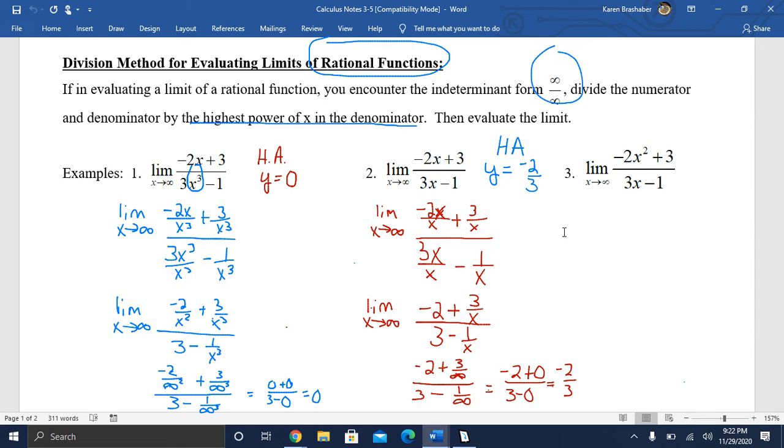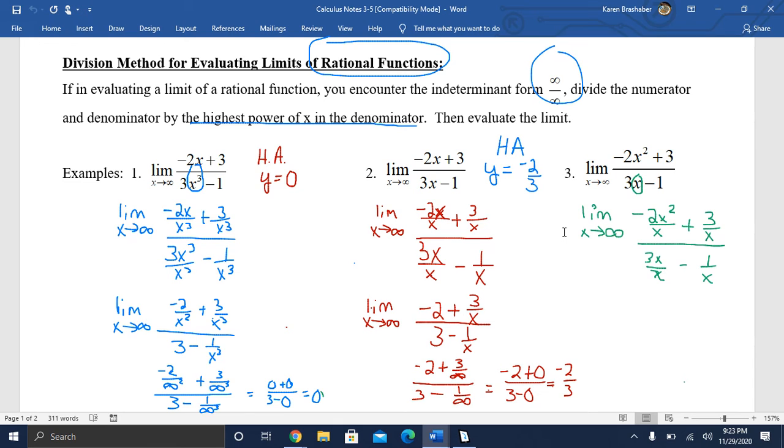So again, infinity over infinity, indeterminate. So now I have my highest power of x from my denominator is an x. So I'm going to divide every term by x. So this will be the limit as x approaches infinity, negative 2x squared over x plus 3 over x. And then the denominator 3x over x minus 1 over x.